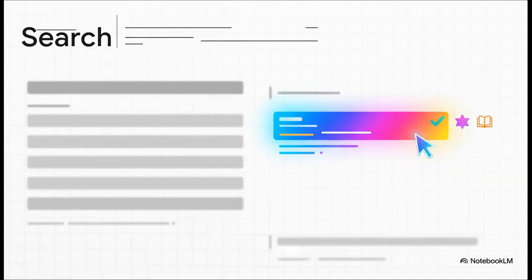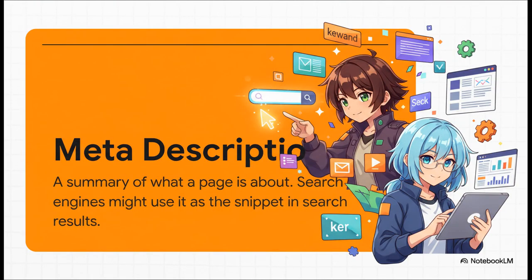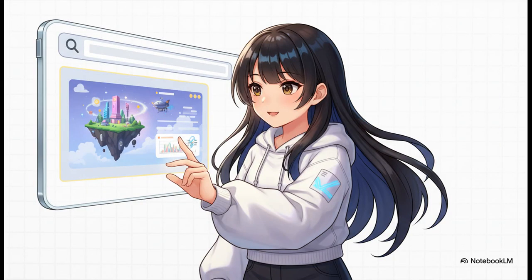Okay, let's build that perfect little preview you see in search results, starting with the title. Your title is that crucial first impression, so make sure it's accurate, unique, and descriptive. Right below the title is the meta description. It's just a quick summary of your page. The goal? Write something that tells people what's inside and actually makes them want to click.